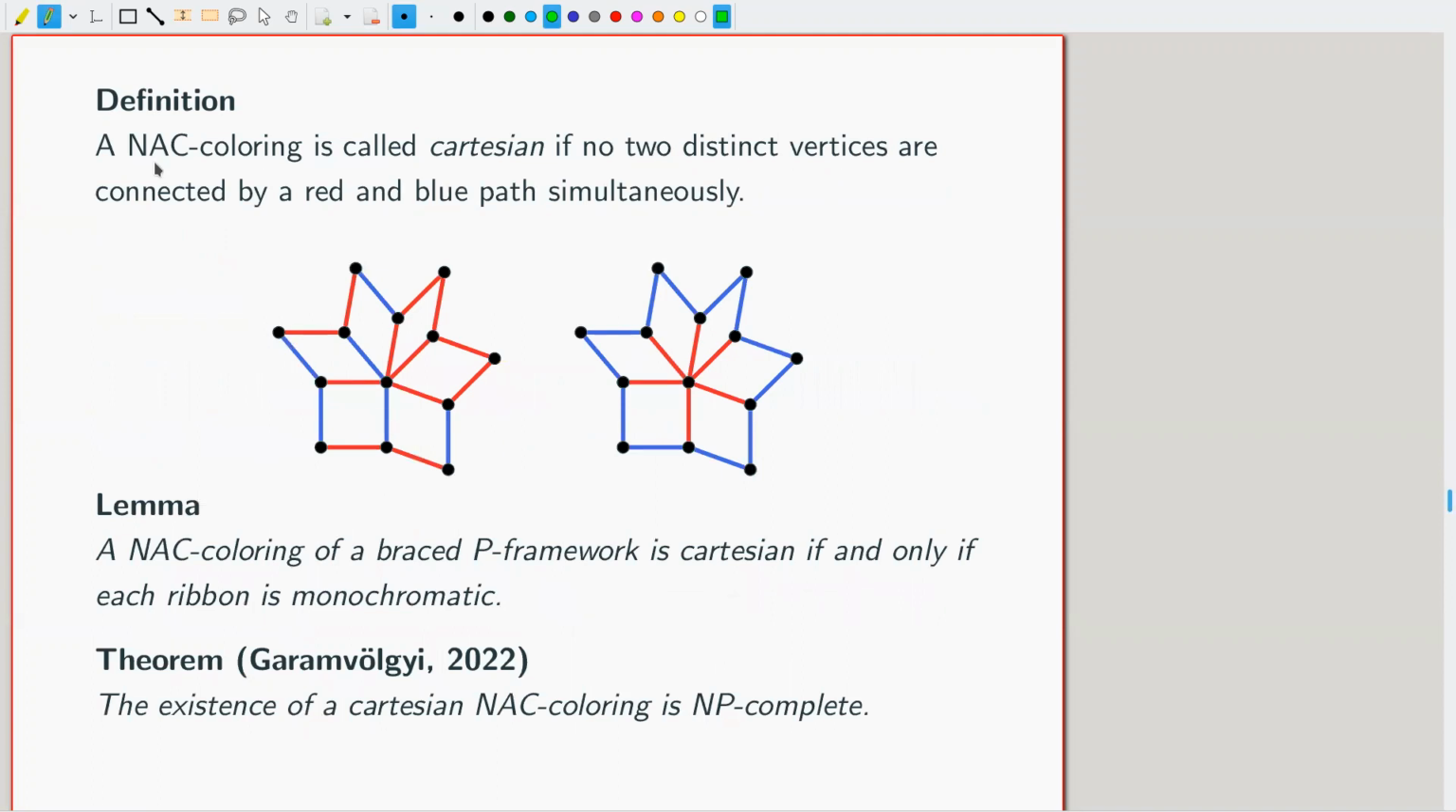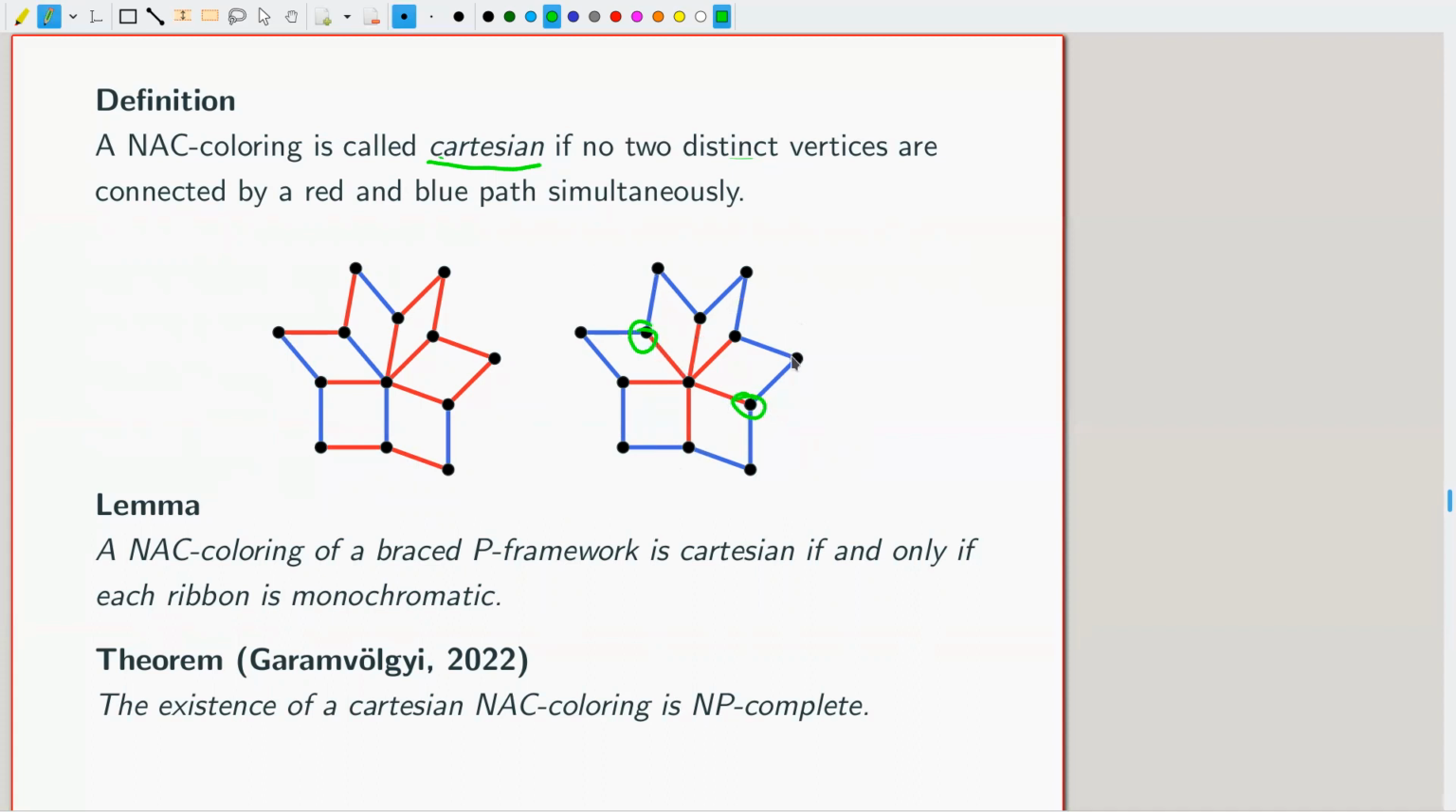And probably you can guess that the tools we want to use are again based on the NAC-colorings, because they behave nicely with the parallelograms. There is a special class of NAC-colorings, which we call Cartesian NAC-colorings. It's a NAC-coloring such that no pair of vertices is connected by a red and a blue path simultaneously. Let's take first the right picture. It's not Cartesian, because if I look, for instance, at this vertex and this vertex, there is a red path connecting them, and there is a blue path connecting them.